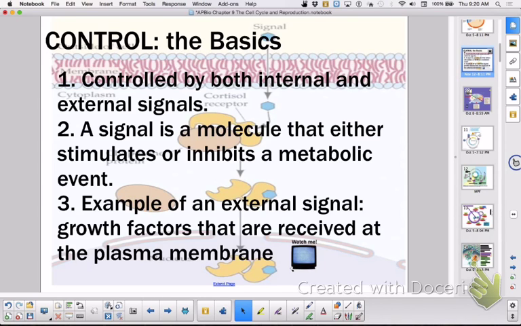Now, let's talk about the basics about control. So number one, your cell cycles are controlled by both internal and external signals. The signals that the cell is receiving internally and externally. So that's the first thing on your notes, controlled by external and internal signals. A signal is a molecule that either stimulates or inhibits a metabolic event. And an example of an external signal would be something like a growth factor that's received at the plasma membrane, like I mentioned to you before about the RAS.